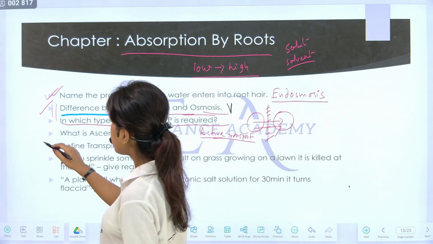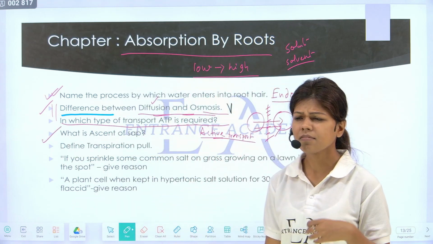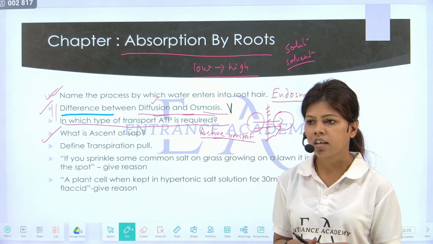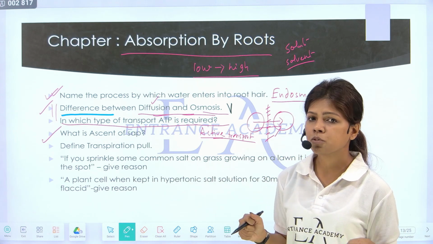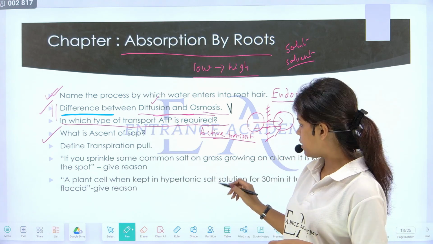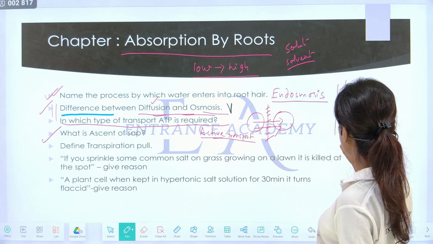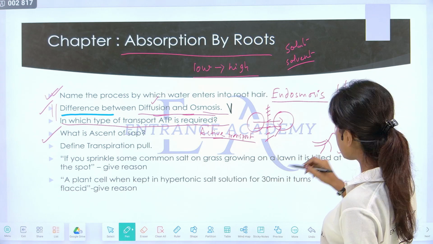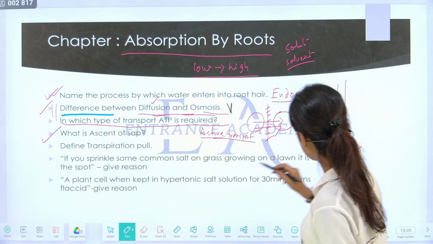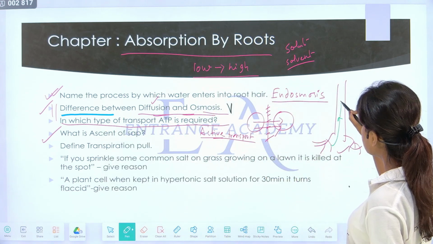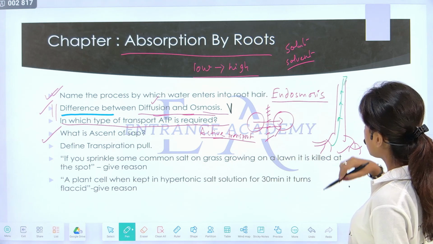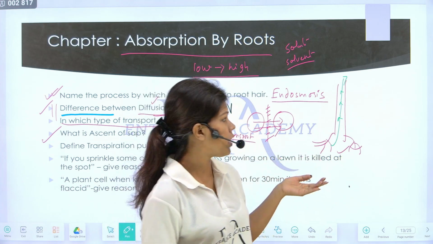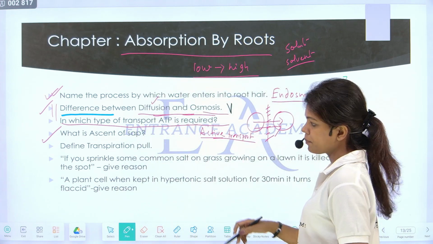Next, what is ascent of sap? As we know, the root hairs present inside the soil are responsible for absorption of water. And after that, the water will reach the surface of the leaf by means of xylem vessel. And this movement of water molecules through the xylem vessel is known as ascent of sap.